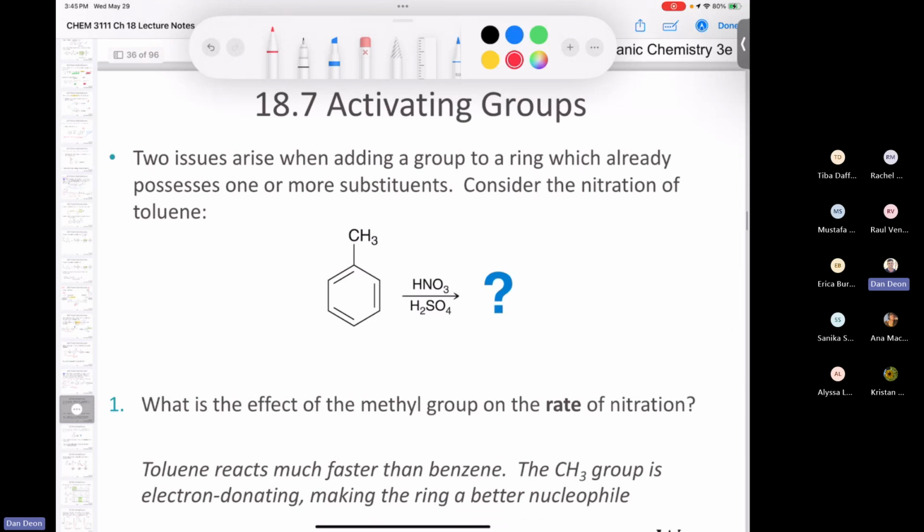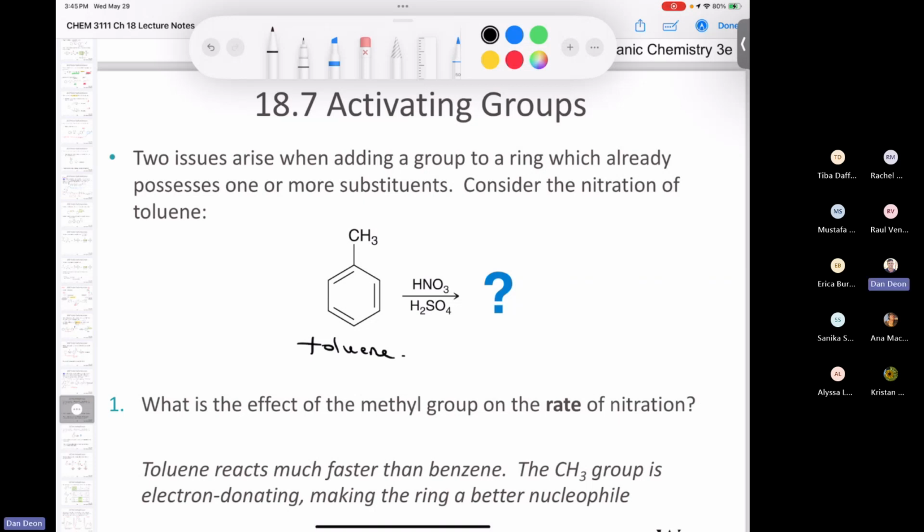So let's move on to the subject of an activating group. Now, I've actually kind of brought these up indirectly already in this class today. So if you remember, I talked about electron donating groups and electron withdrawing groups. So it says here, 2 issues arise when we're adding a group to the ring that already has 1 or more substituents. So let's say you want to nitrate toluene, right? You guys know the name of this compound is toluene. You had to memorize it in chapter 17.